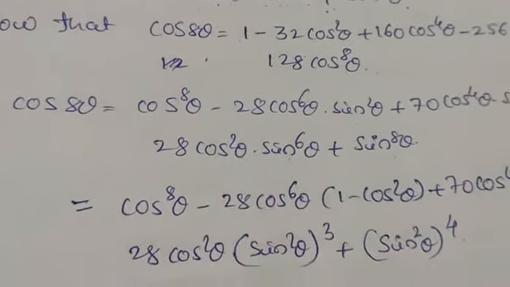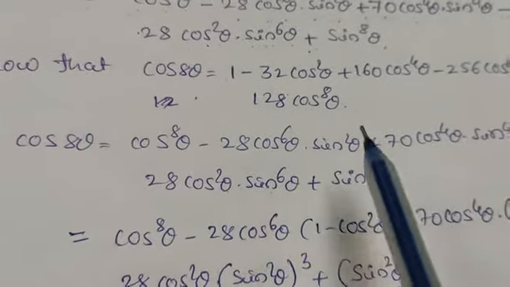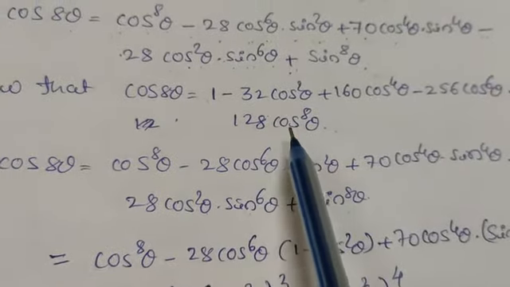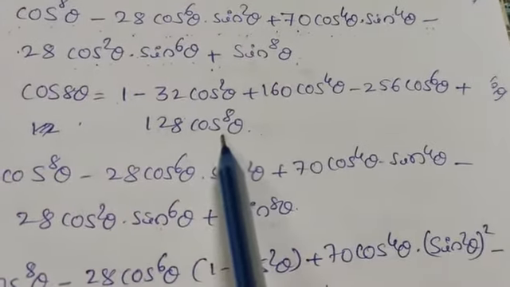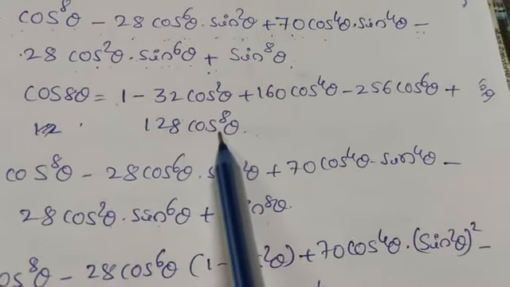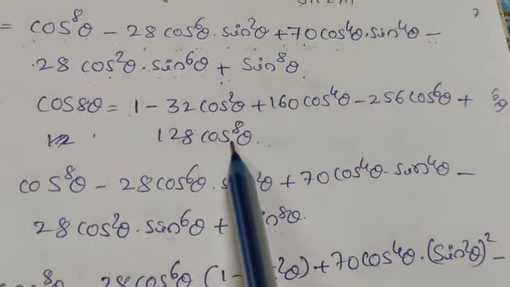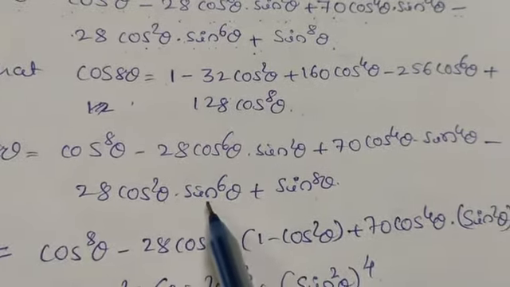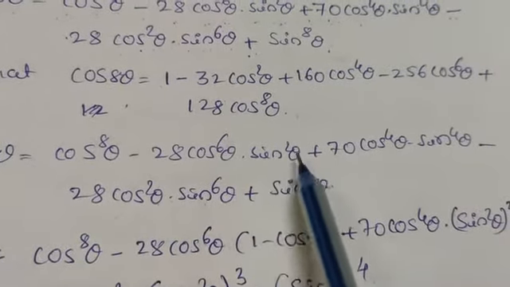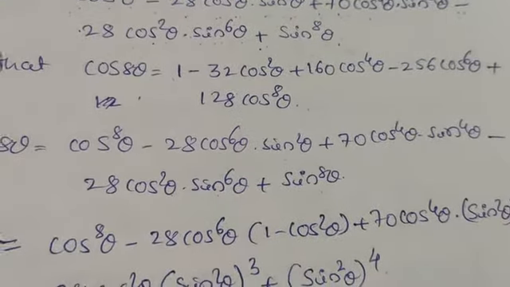So next, our result is what here? You just observe the RHS. In RHS, what do we have? We have only cos, not any sine. So you have to express all sine theta in terms of cos theta.